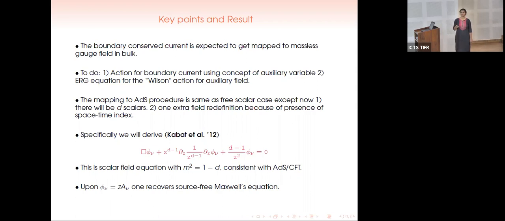Now there will be D scalars, and one extra field redefinition because of the presence of the space-time index. Specifically, we will derive the following equation, which has already been derived in Kawat et al. This is the equation of motion. So this is a scalar field equation with m square 1 minus d, consistent with ADS CFT. So upon this change of field variable, one recovers the source free Maxwell's equation.